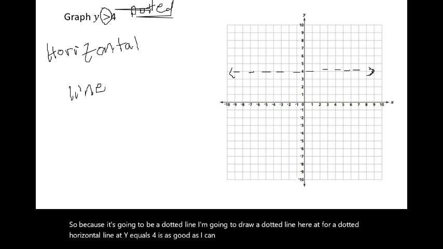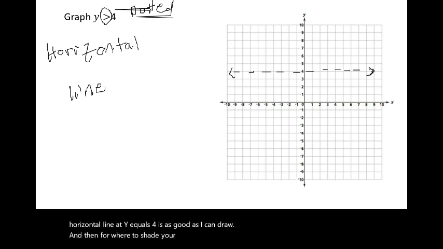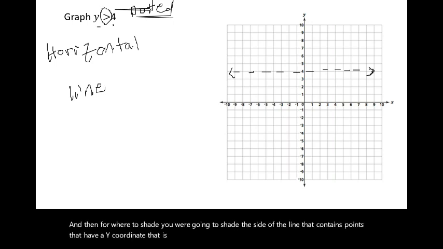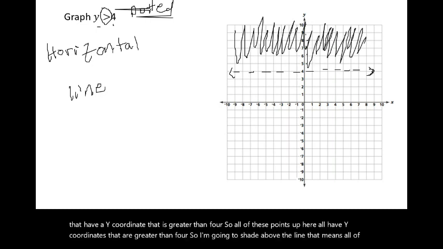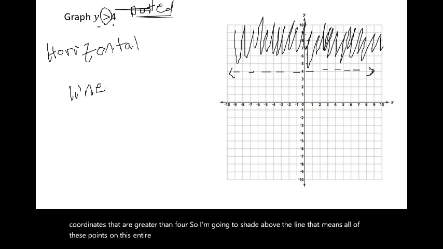And then for where to shade, you are going to shade the side of the line that contains points that have a y-coordinate that is greater than 4. So all of these points up here all have y-coordinates that are greater than 4. So I'm going to shade above the line. That means all of these points on this entire section of the coordinate grid all have y-coordinates that are greater than 4.